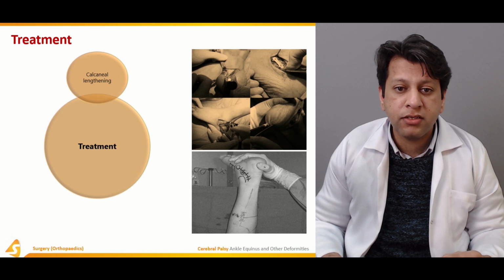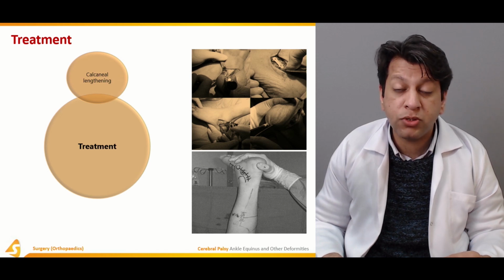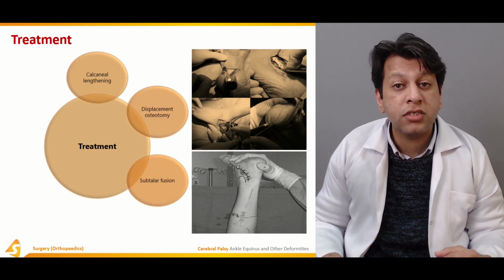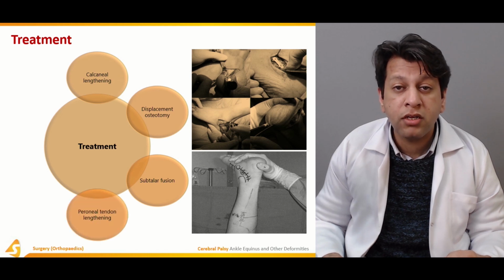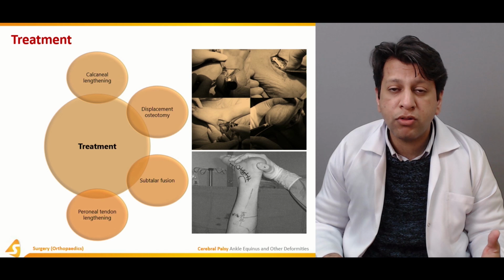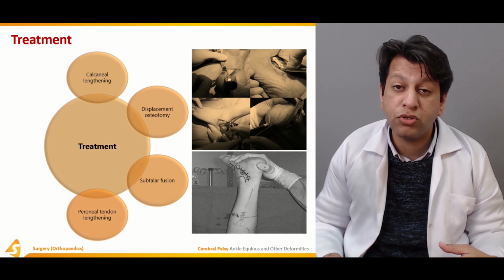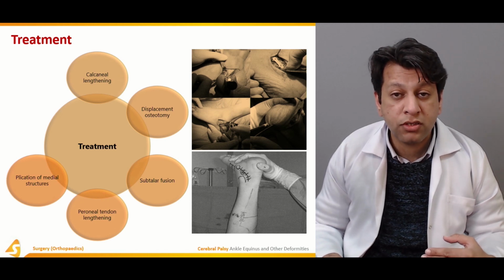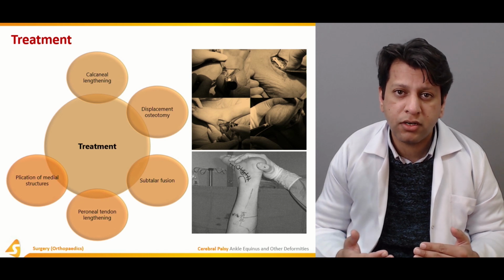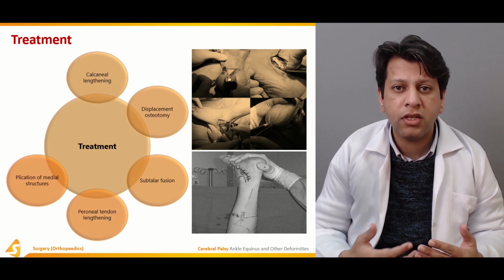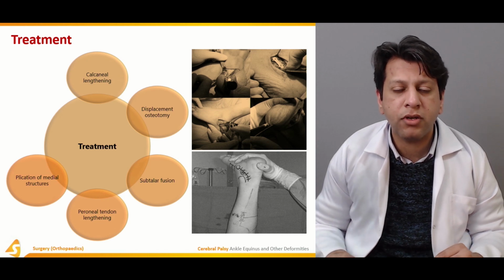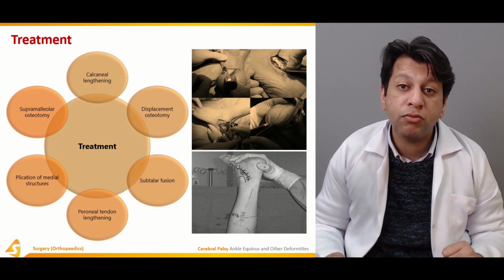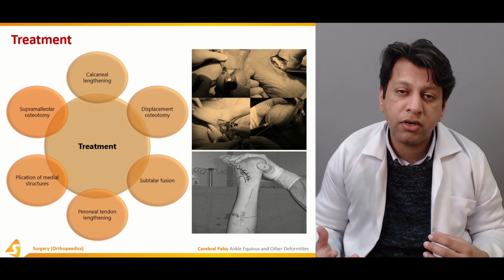Coming to the treatment, usually multiple other bony procedures can be done as well, which include calcaneal lengthening, displacement osteotomy, and subtalar fusion or subtalar arthrodesis. Before going on to the bony procedures, tendon transfers can also be done, for example, peroneal tendon lengthening or plication of the medial structures, because usually these are associated with tightness of these areas. Therefore, their plication can be done so that the planovalgus deformity can be corrected. A supramalleolar osteotomy can always be done if there is too much angular deformity of the ankle joint.